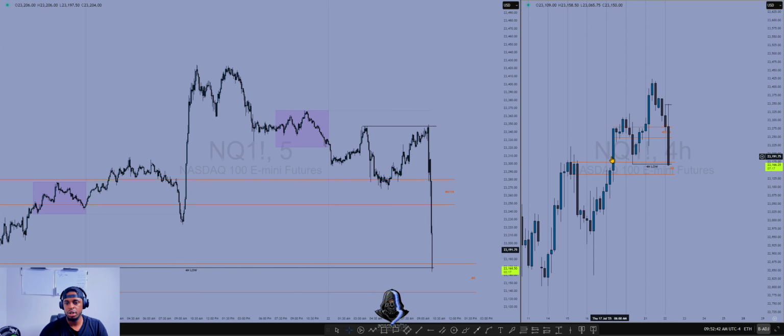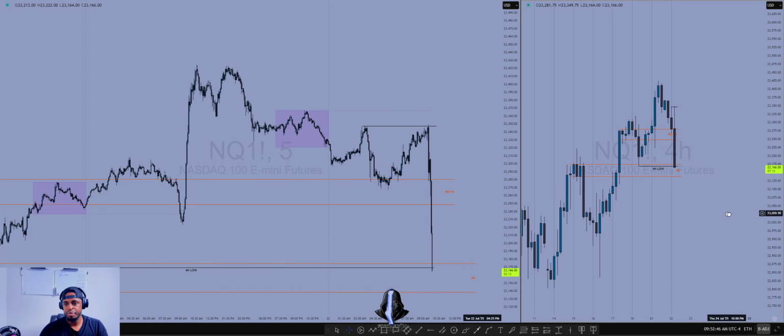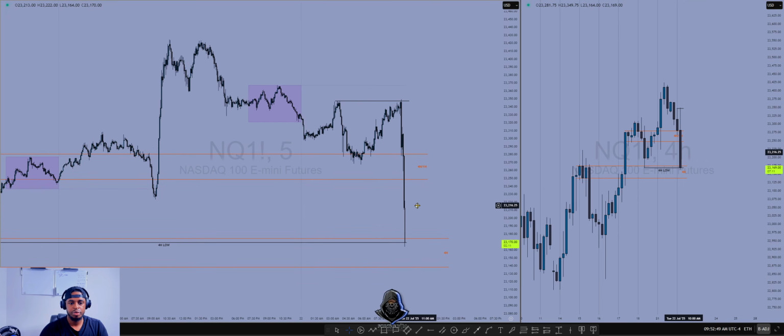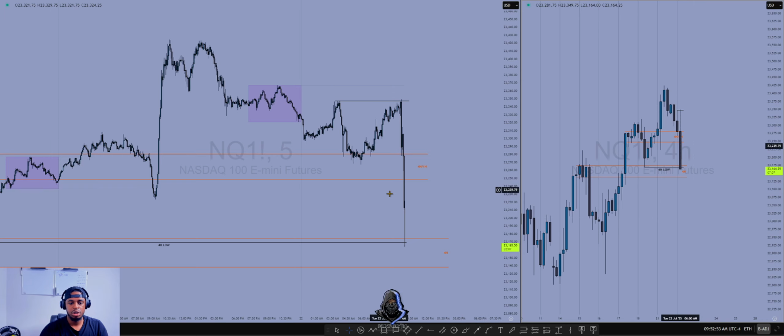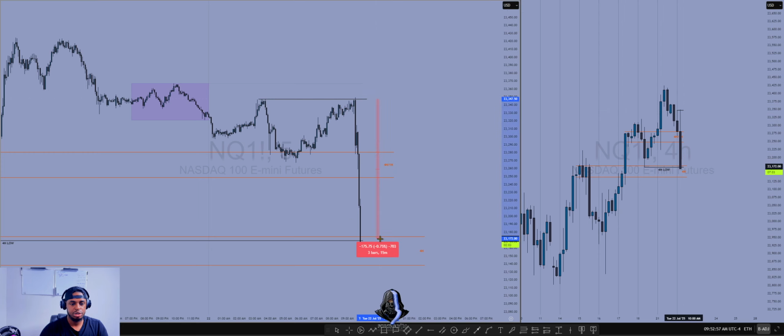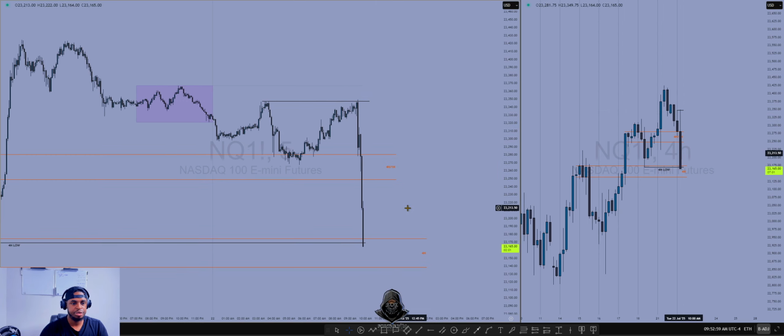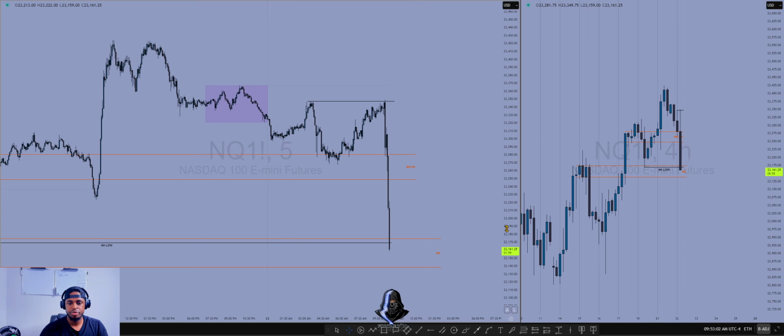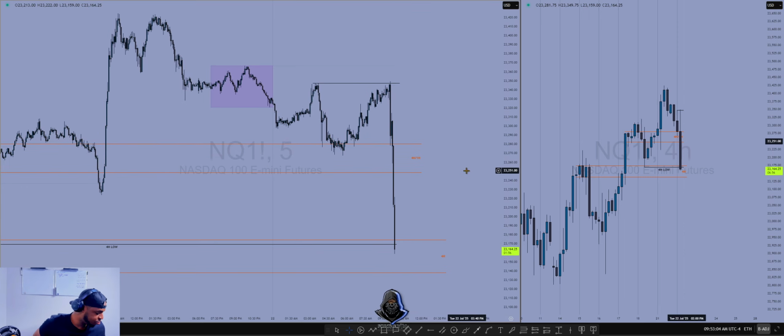So we got a 4 hour low inside of this consolidation. So let's see how price plays out with that. This is a 170 point push. You're coming off of all-time highs, so all this makes sense.